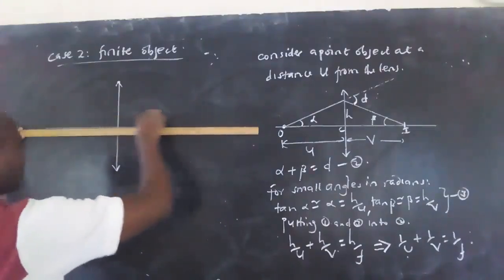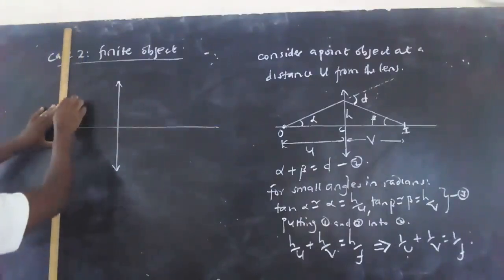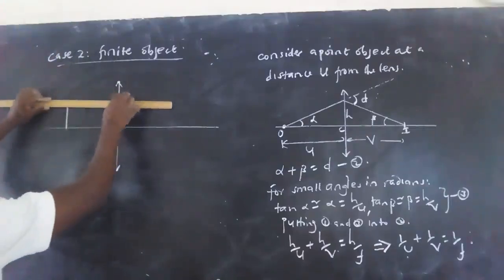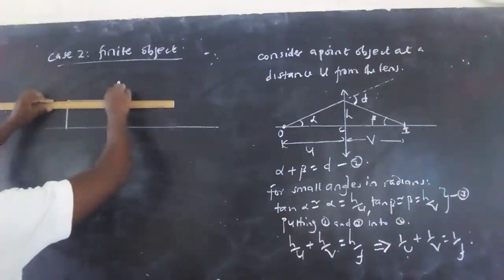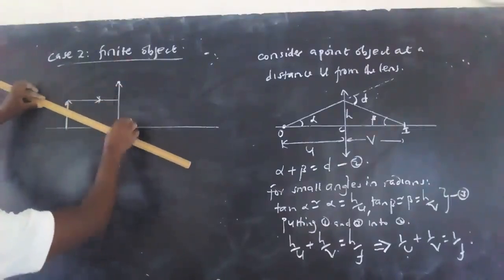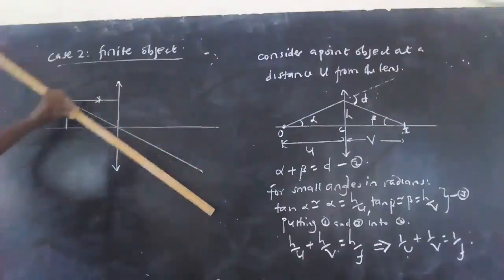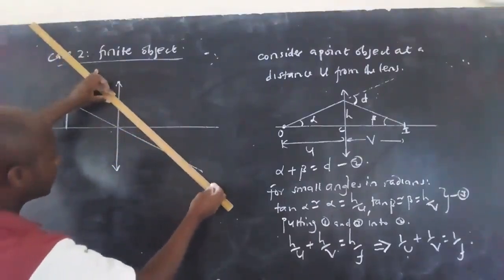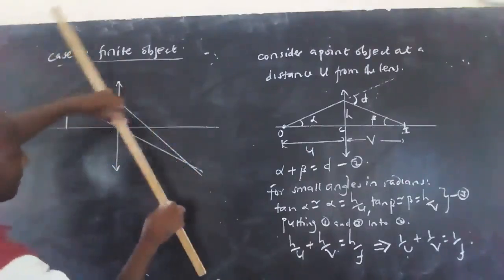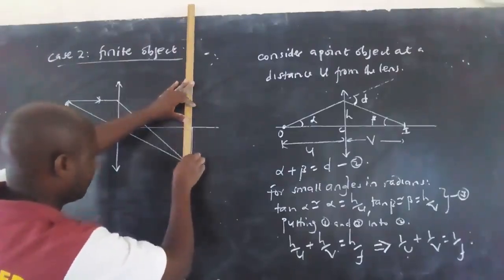Have this one here as the principal axis. Let me say an object is here. This is the objective. Then here we shall have this, like that. Let me say up to here, and the final image is formed here.